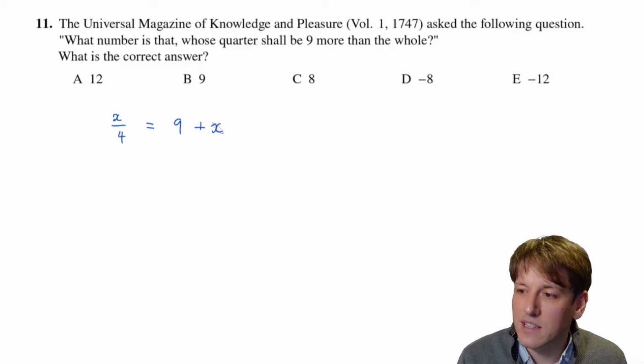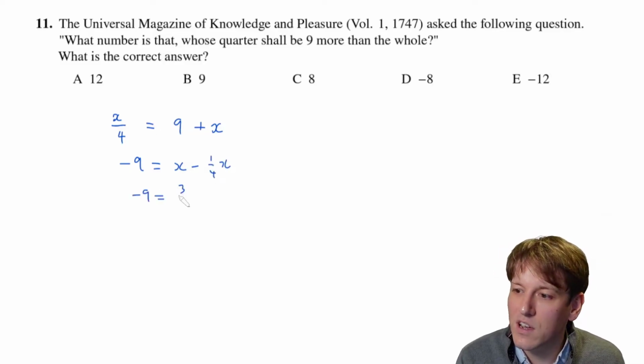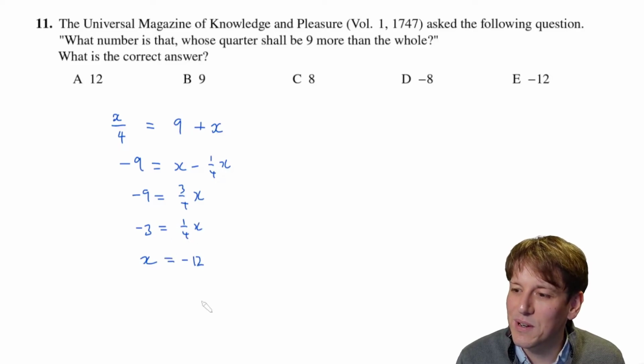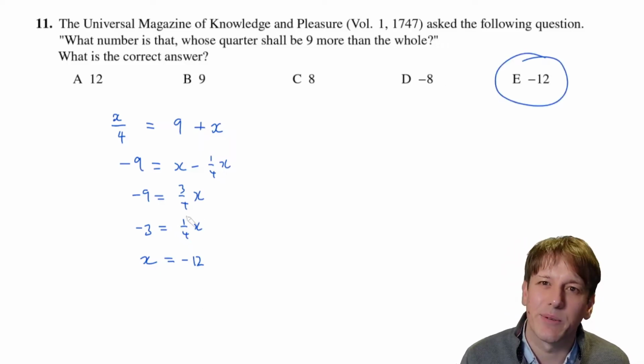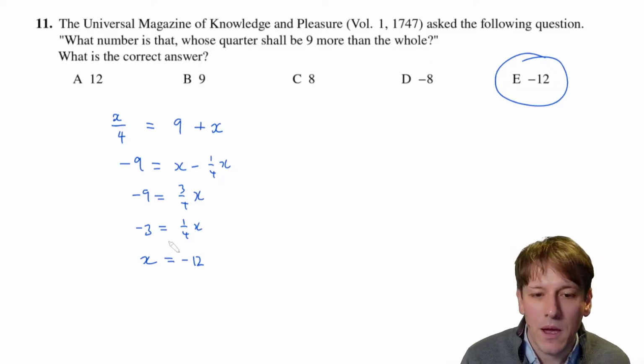Let's subtract x over 4 from both sides and subtract 9 from both sides. So I'm going to get minus 9 is x minus a quarter x. So 1 minus a quarter lots of x is just 3 quarters of x. So we can divide by 3 and times by 4 here. So minus 3 is a quarter x, and then x is equal to minus 12, and we get that the answer is E. I know you can do the algebra more quickly than this, and so can I, but I'm just making sure it's very clear here.